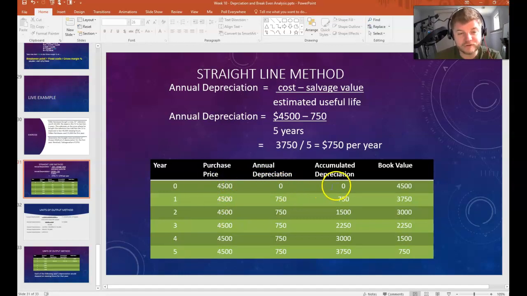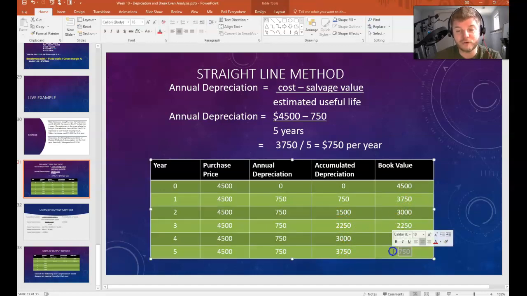So it starts off at 4,500. There's no depreciation in year 0. It's worth 4,500. After the first year, we'll go down to 3,750. Accumulated depreciation is all of the depreciation to date: 750. And each year we keep removing $750. Our accumulated depreciation will keep increasing by 750, and our book value will keep decreasing by 750 until we are left with our residual value at the end.